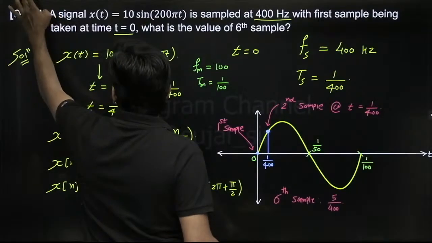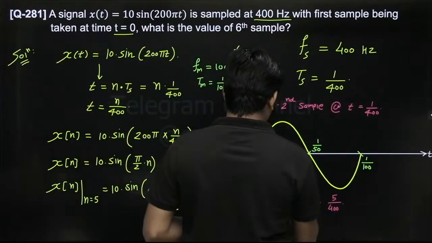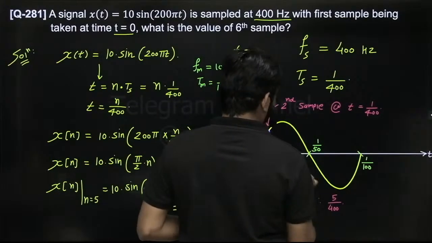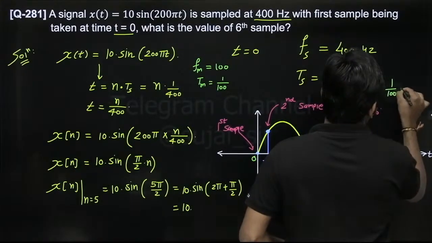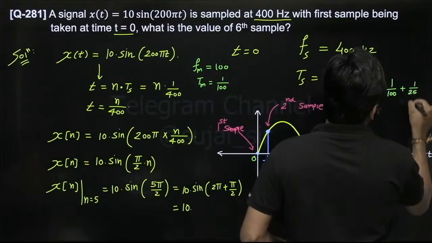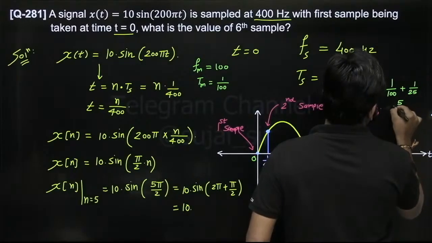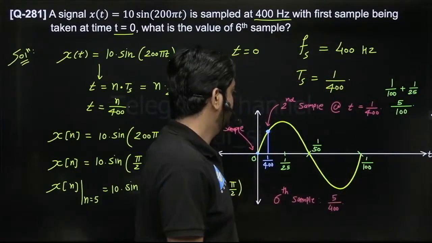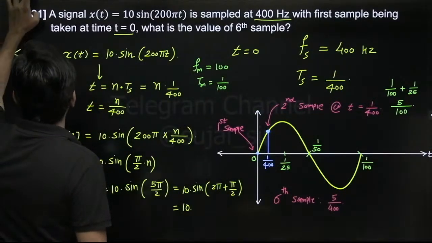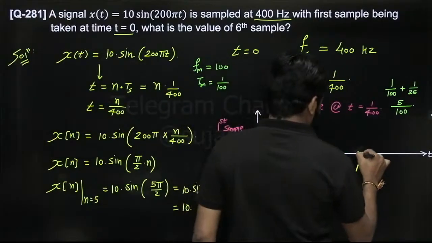Here we can see 1 by 50, 1 by 25. So 1 by 100 plus 1 by 100 plus 1 by 25. So it is 5 by 100. Yes, you can check, guys. Next here 5 by 100. Here also you can check.